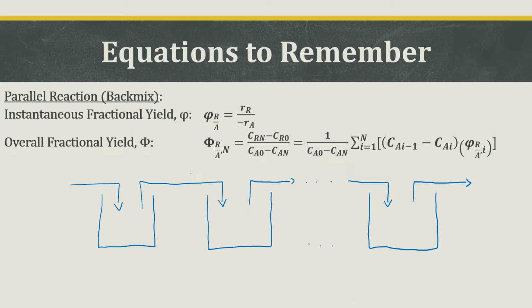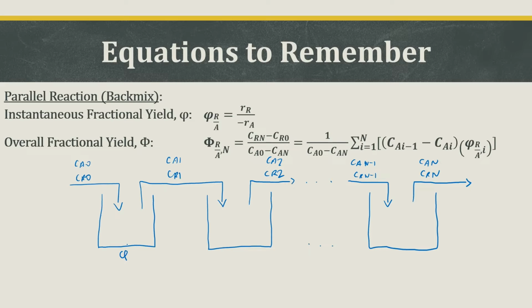So if we're going to illustrate that, this is the reactor system. The entering concentrations here are, let's say, CAO and CRO. And then here would be CA1 and CR1. Here is CA2, CR2, and so on. And then at this point, let's say this is CAN minus 1, CRN minus 1, and then this is CAN and CRN.